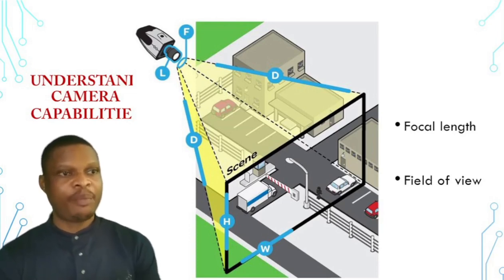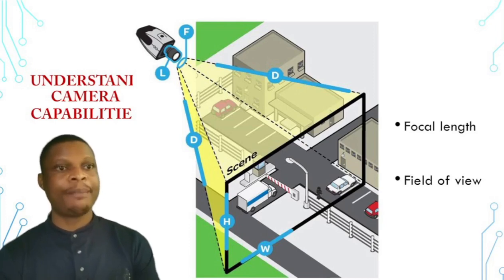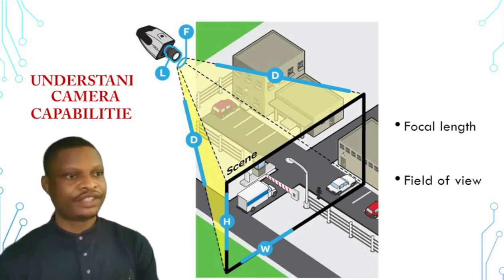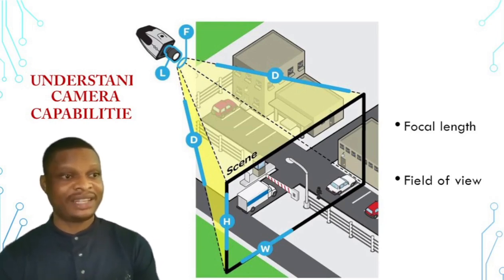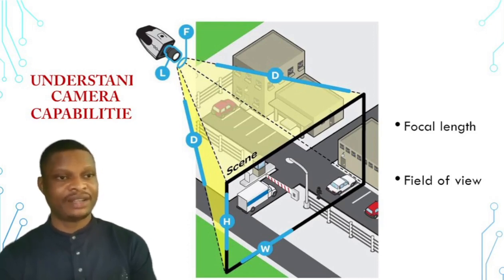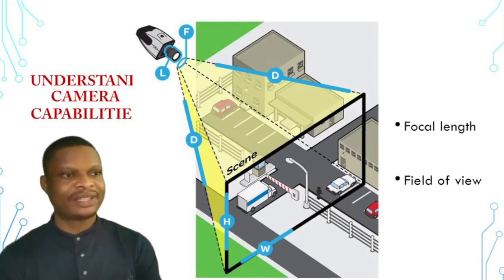There are two important numbers to look for when buying CCTV cameras. The first is focal length: how far the camera can see. In general, the size of the camera's lens in millimeters is equal to the focal length in meters. For example, a camera with a 4mm lens will be able to identify a target up to 4 meters away from the camera. So your focal length is very important.